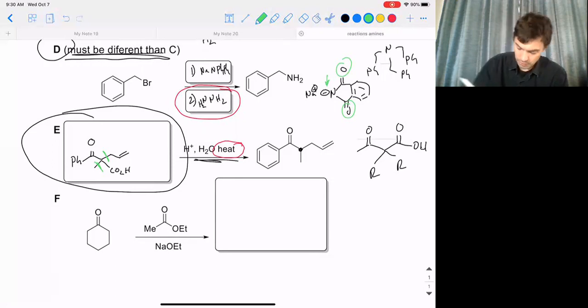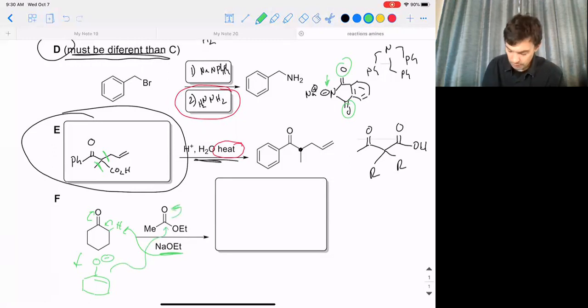All right, the last one here is another good classic reaction. So sodium ethoxide is going to deprotonate over here. So let's just draw that out. So that'll end up making our enolate of cyclohexanone. And then this is going to attack and do an acyl substitution in 2 steps from ethyl acetate. And so we should end up with the beta keto ester.